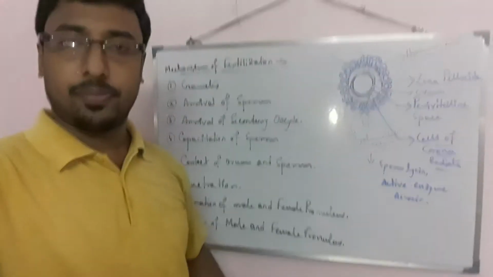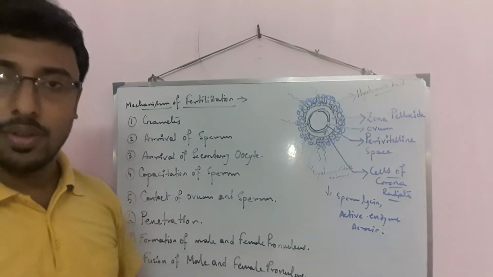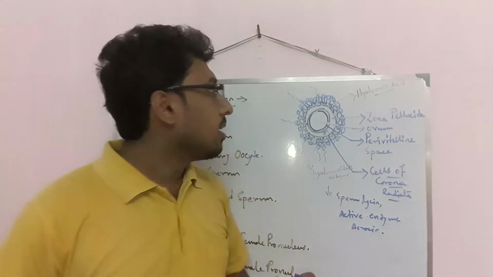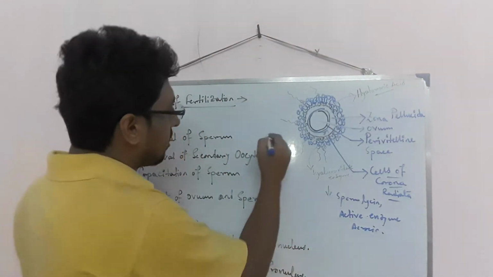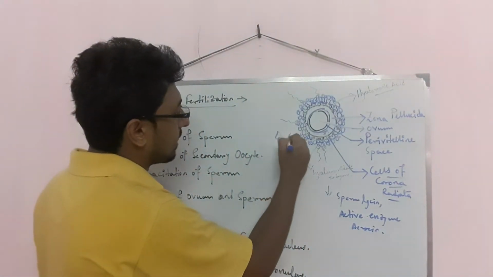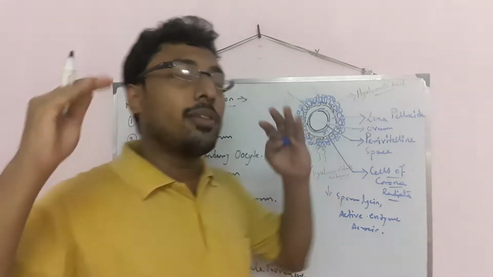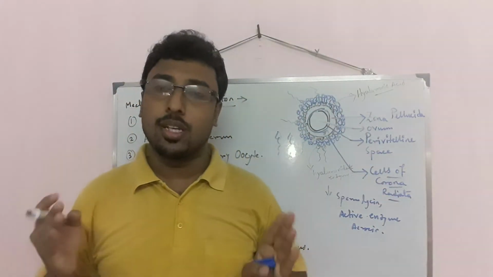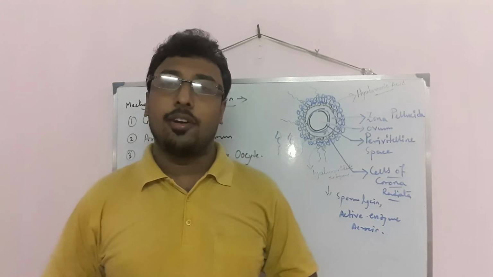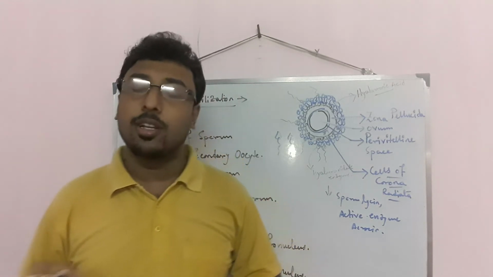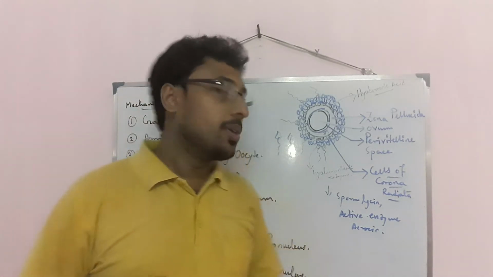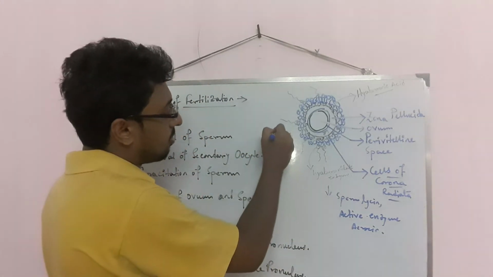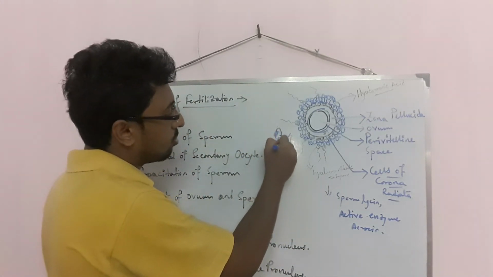Now I am explaining it, look at the structure. When the sperm is entering, the sperm looks like this. This is the head of the sperm. There is a structure known as acrosome, formed by a cell organelle. The Golgi body helps to form the acrosome. So the acrosome is present in the head of the sperm.